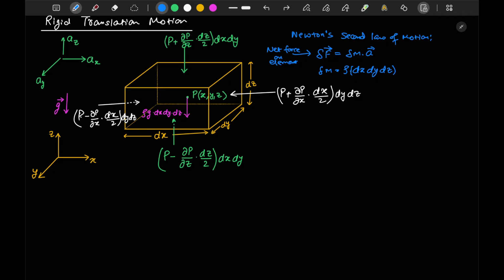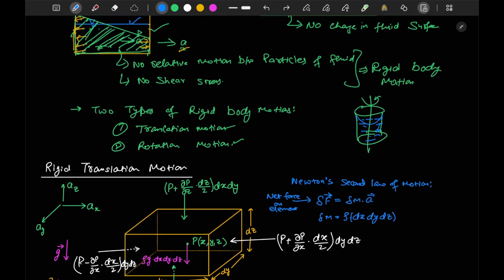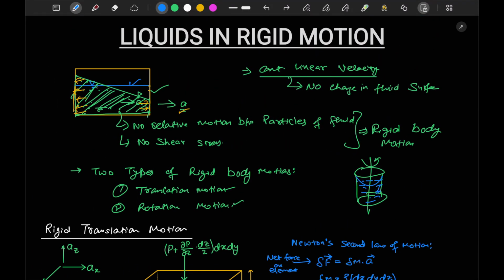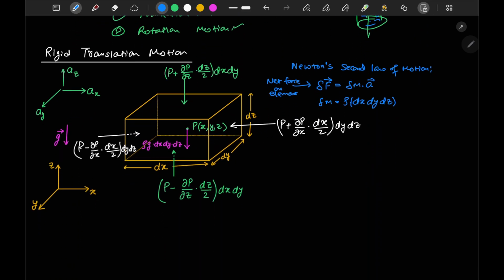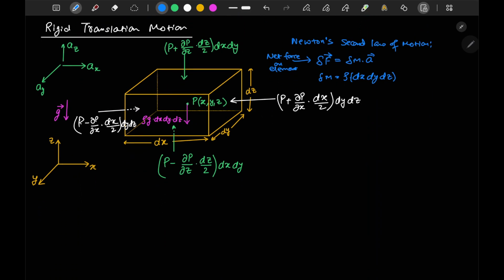Now, what other forces can you think of? There might be the presence of shear stress, but here I mentioned that this element acts as a rigid body, so there is no shear stress. We won't be considering any shear stress here.